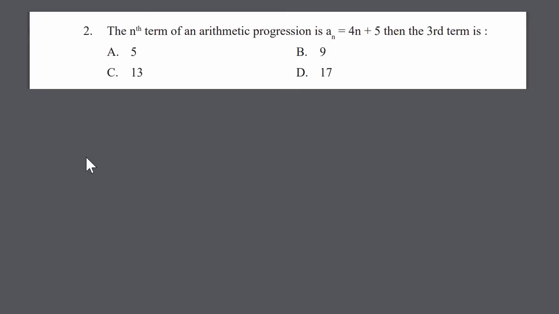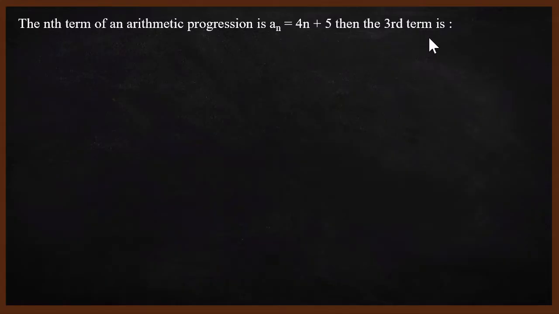The second question is about arithmetic progression, and they have given us an equation for the nth term, which is an, and it's been given as 4n plus 5, and we need to find the third term. This is quite a simple question. All you have to do is substitute for n. Let's see how to do it. We need to find the value of a3, which is the third term.